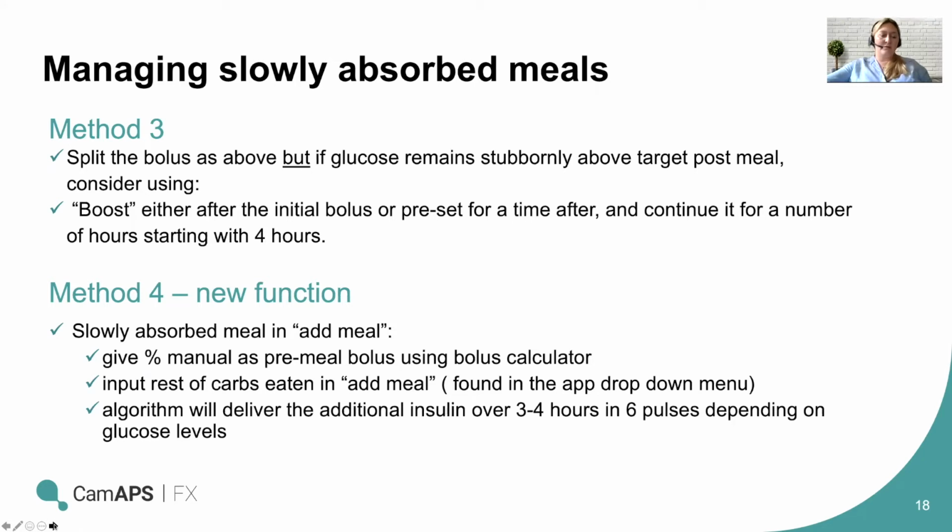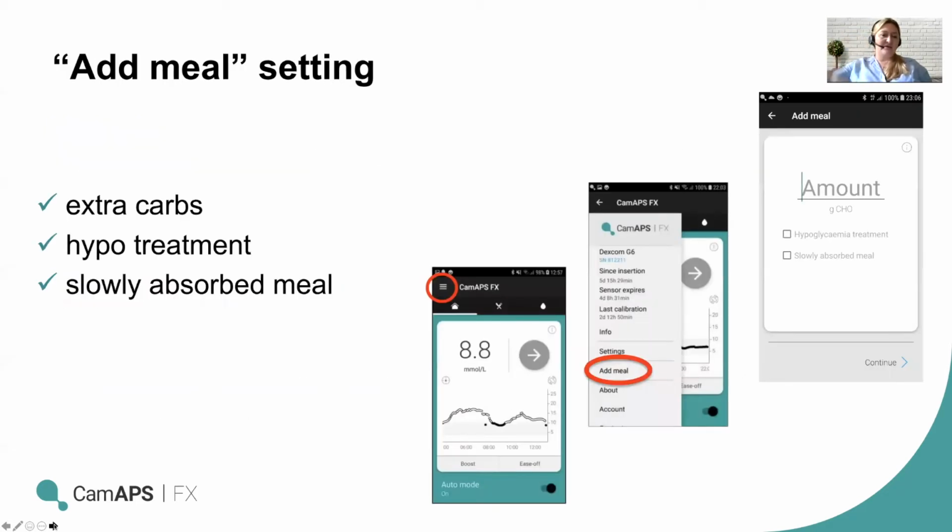And then what that would mean is the algorithm will deliver additional insulin over the next 3 to 4 hours in 6 pulses, still dependent on glucose levels. So if the glucose is low, it won't give the additional insulin, but it will do that to get on top of the additional carbohydrate as it's absorbed later on. So for gastroparesis, this can be utilized as well in that sort of way.